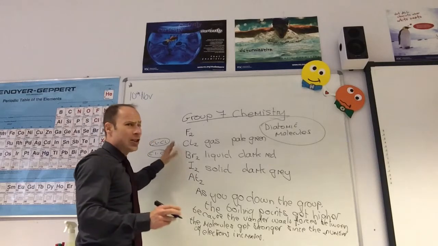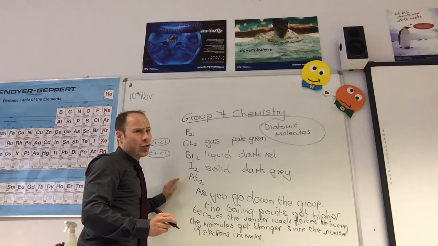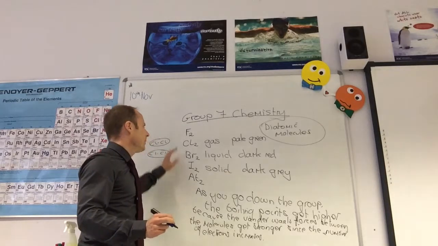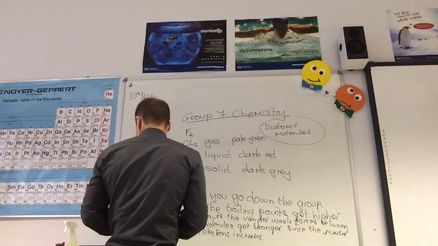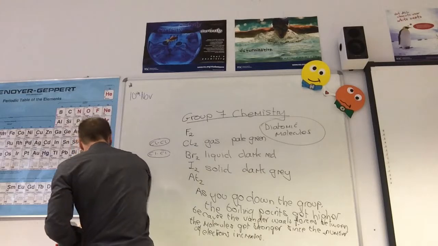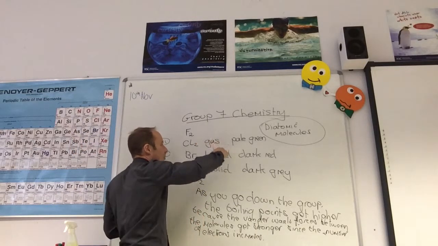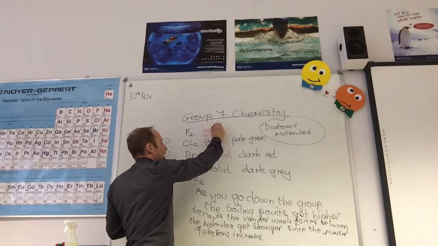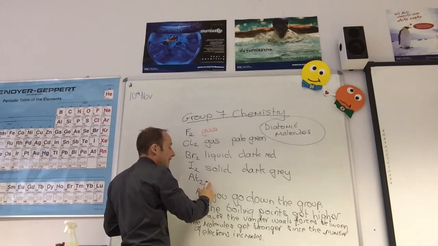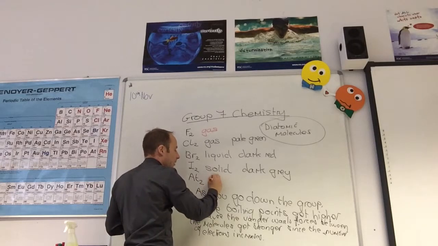So based on that, these show trends. This is a group, so it shows a trend. So what's going to be the state of fluorine? I'm going to list a colour. So if chlorine's a gas, what do you reckon fluorine's going to be? A gas, so we can guess that that's going to be a gas. What about astatine? That's going to be a solid.